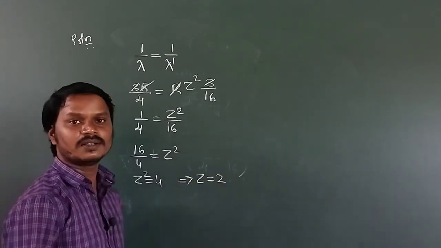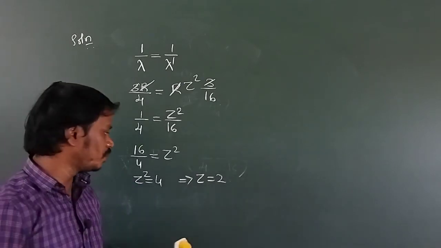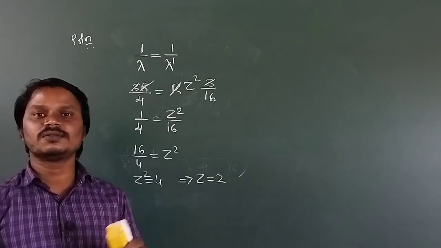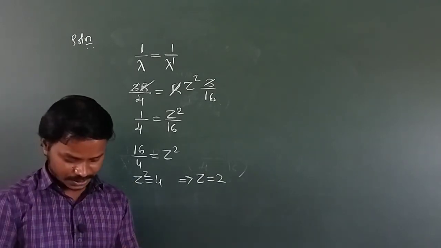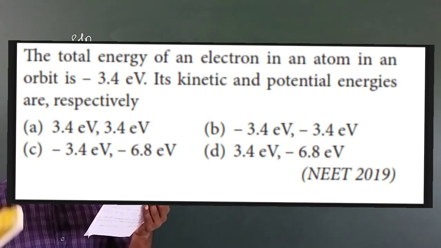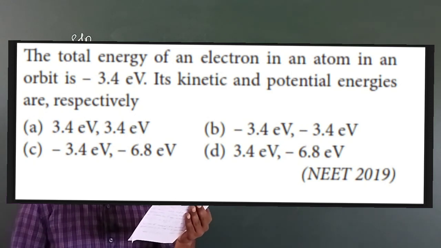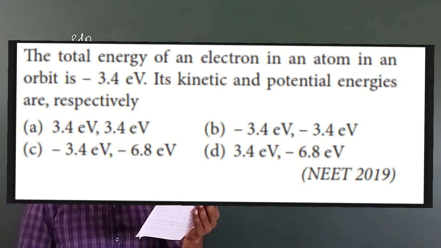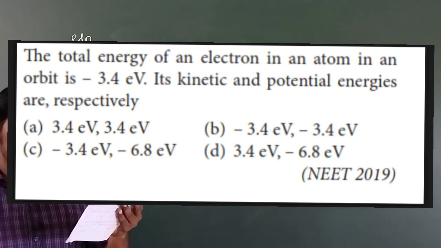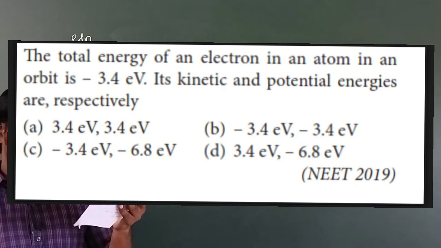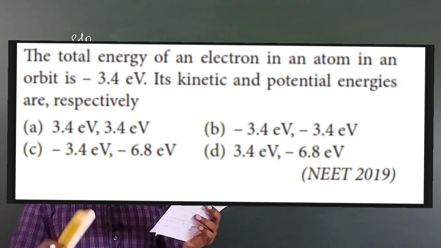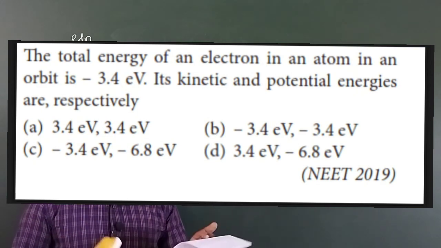Then what is the atomic number of hydrogen like ion here? That is 2. Hence it is helium, because atomic number for helium is 2. So next question. The total energy of an electron in an atom in an orbit is minus 3.4 electron volt. Its kinetic energy and potential energies are respectively.